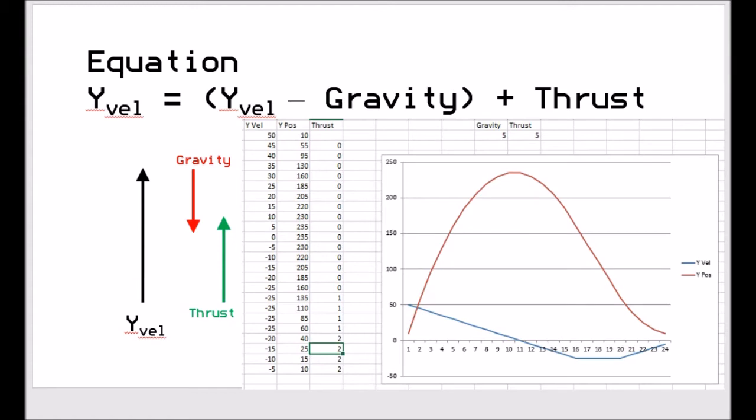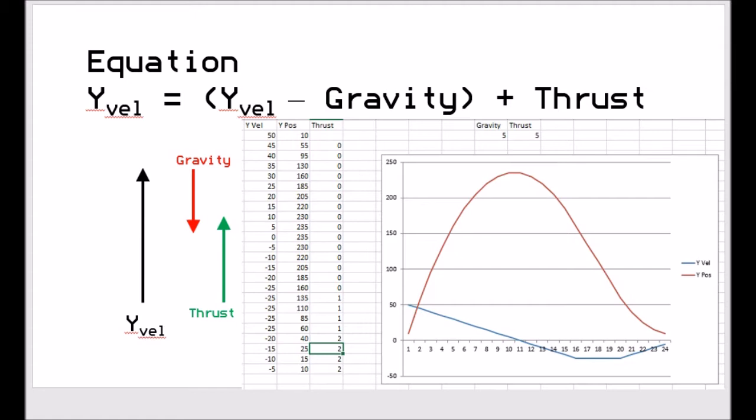Now, depending on how you want the physics engine to work, you could have thrust which is slightly bigger than gravity, which means that your vertical velocity when you apply thrust decreases at a slower rate. Or you can have thrust which is, in this case, twice as big, which means your vertical velocity will either increase a lot quicker and decrease a lot quicker.